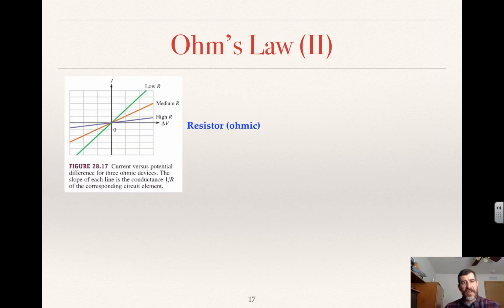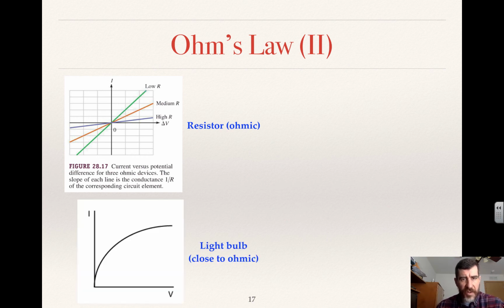We can see this if we look at a plot. In the graph here, we're plotting the value of the current versus the potential difference, and these are for ohmic devices. Remember, ohmic devices have a constant value of R for all I and V, and on the plot, that just means it's a straight line, a constant slope. For a high resistance, the slope is small, so for a big value of delta V, we get a small current. For a low resistance, like the green line, for a big value of delta V, we get a large current. The slope of these lines is actually 1 over R, 1 over the resistance.